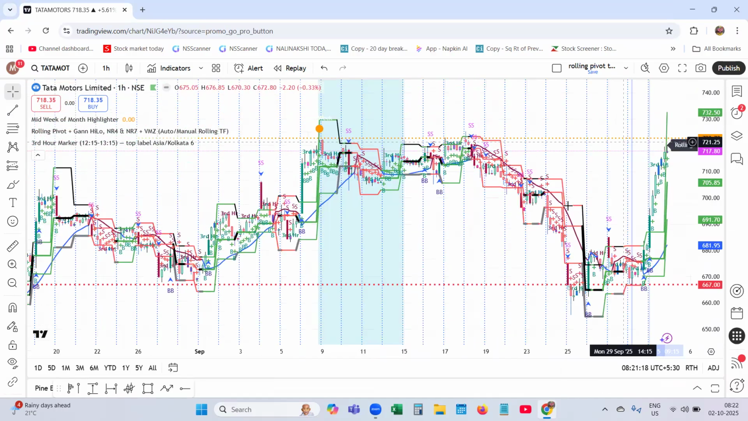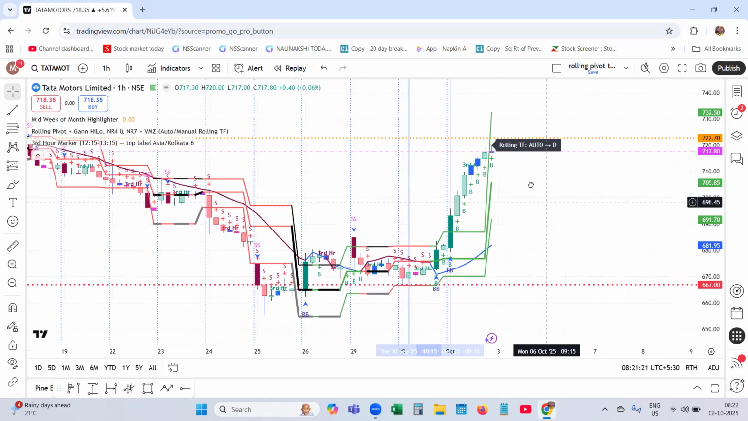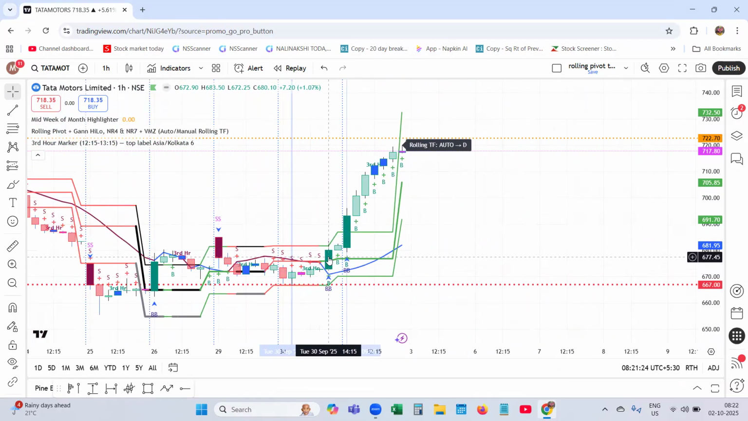Why is it showing like this? Let me reset. Here it climbed above the pivot, Ganhilo, at the timing 2:15, and all the supports changed into green color. It has given you a BTST trade, buy today, sell tomorrow. So you could have taken the position keeping Ganhilo as your stop loss.